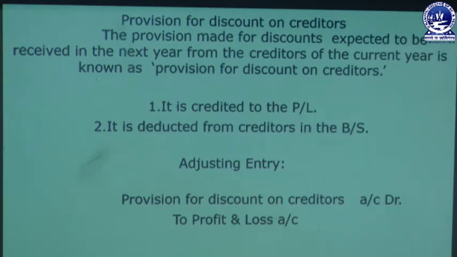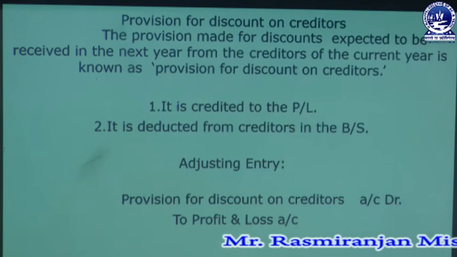So what is that item and how is it treated? The provision made for a discount expected to be received in the next year from the creditors of the current year is known as provision for discount on creditors.